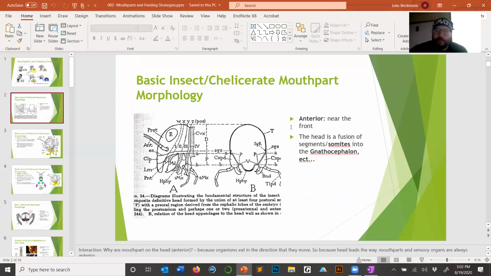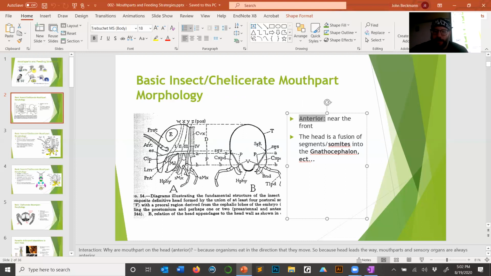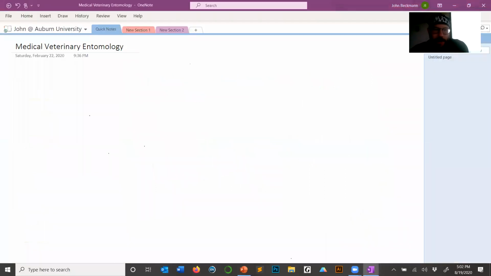So quickly, I'll just go over some quick terms here. Anterior is a basic, easy term you should know: that's the face, near the front, and it's the opposite of posterior. And the insect head is kind of unique. Let's see if I can draw here.